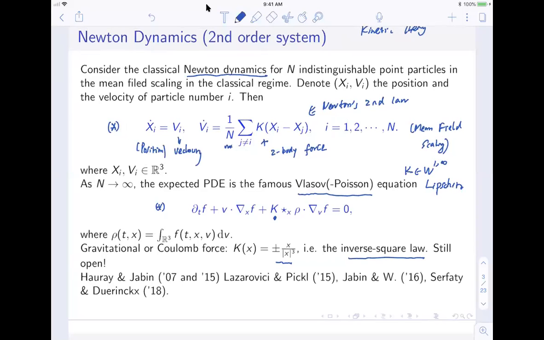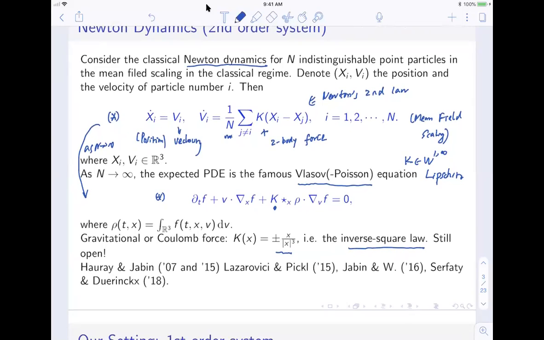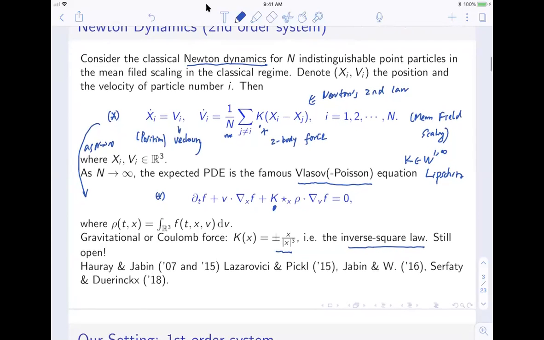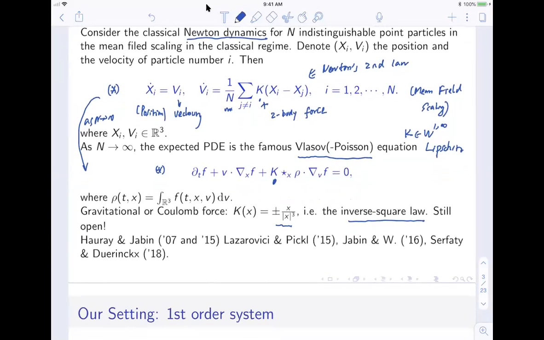So actually, if you send n goes to infinity, from particle system to the kinetic equation, this is known, right? But for K singular, for this singular interaction force, people don't know, there are not many results. So I will just mention several results. For this result, you can treat singular kernels which behave like this.